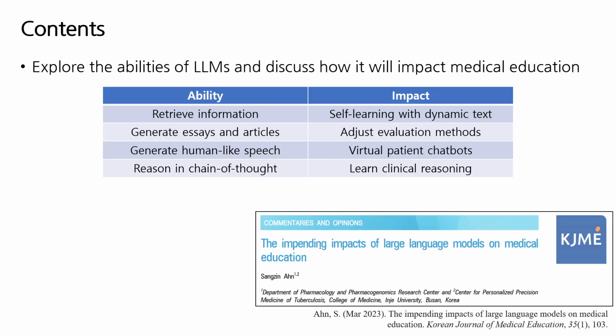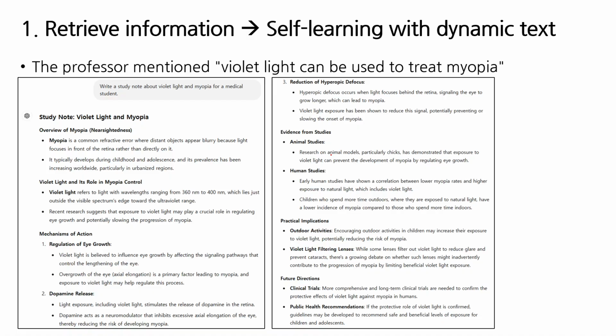And in this article, I talk about 4 abilities of large language models and how each ability can be used in medical education. So let's go over by each of them one by one. The first ability is information retrieval, and the students can use this to do self-learning with dynamic text.